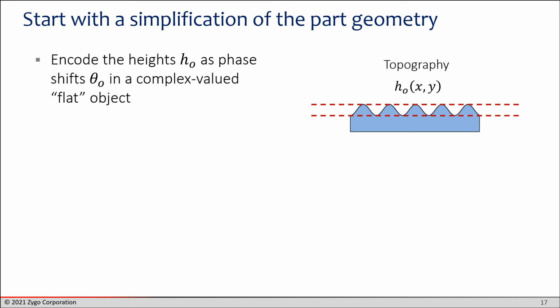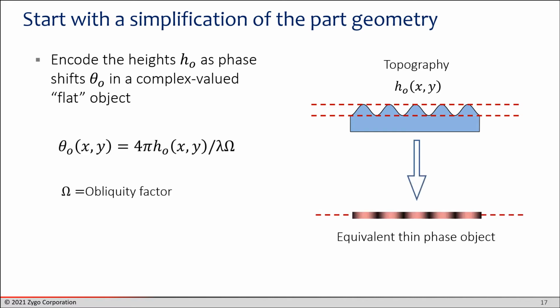The most important first step in a simple Fourier optics model is representing the surface topography in a way that allows us to use two-dimensional Fourier transforms, even though it's a 3D object. And the way we do that is we describe the height as a function of xy as a phase variation. So we effectively encode the heights as phase shifts in a complex valued flat object. So that's this equivalent thin phase object that I've shown on the right-hand side. And the phases are proportional to 2 times 2 pi times the height divided by the wavelength. And then there's an additional factor called the obliquity factor that has to do with the geometry of illumination.